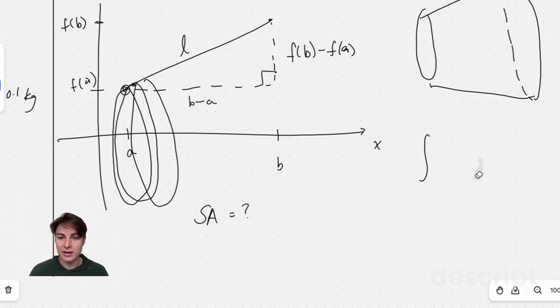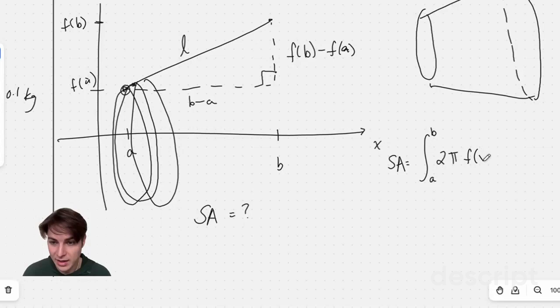So let's look at how we would construct this. What we would like is to have the circumference of each of the circles that gets created. So the surface area is equal to the integral from a to b. And again, it's the circumference, so it's 2 pi r, where r is the height of the function. So it's f of x.